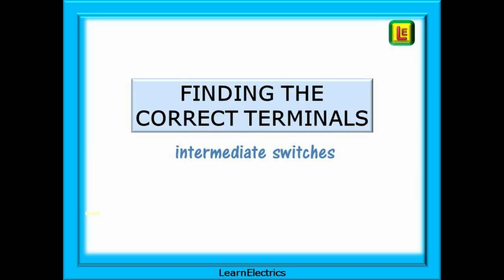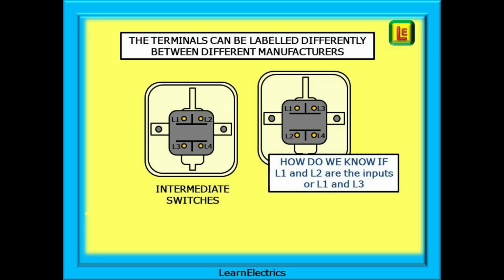That leads us to the question of how we find the correct terminal configuration on an intermediate switch. Especially with intermediate switches, it is important to know just how the switch is functioning. Because manufacturers have used their own preferred labelling style, over the years I've learned that it is often advisable to test the switch myself before installing, just to make sure that I have the correct terminals. And write it down, make a note of how that particular manufacturer has arranged the labels on the switch. So how do we know if L1 and L2 are the inputs, or is it L1 and L3?